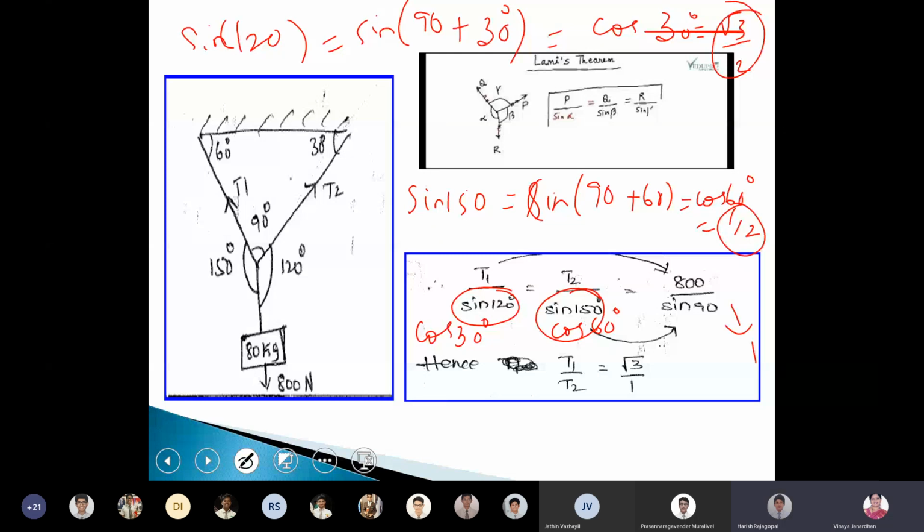So then what happened to 800? Boys, shouldn't it be 800? 800 Newton because 80 kilogram. Whichever way they're asking T1 by T2, so I can equate these two, right? Okay. So you moved 800 by sine 90. Okay, cool.